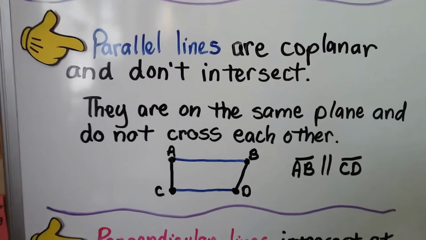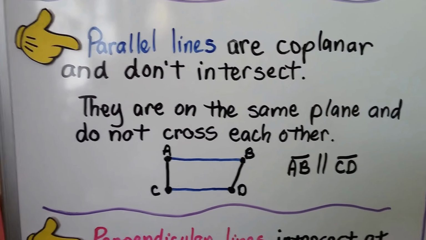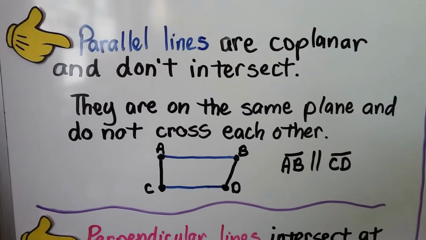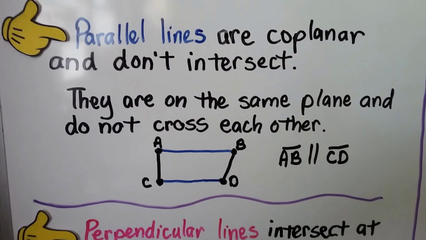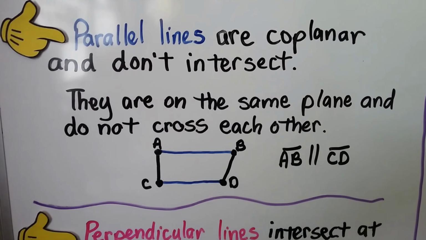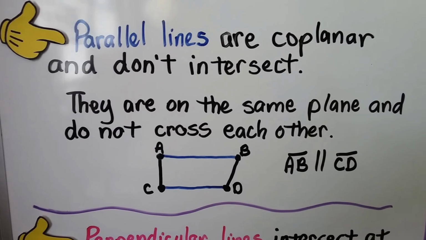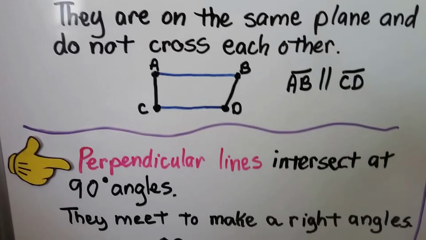Parallel lines are coplanar and don't intersect. Now remember, little yellow hand means these should go in your notes. So that means they're on the same plane and do not cross each other. So line segment AB is parallel to line segment CD. It's the two blue lines.